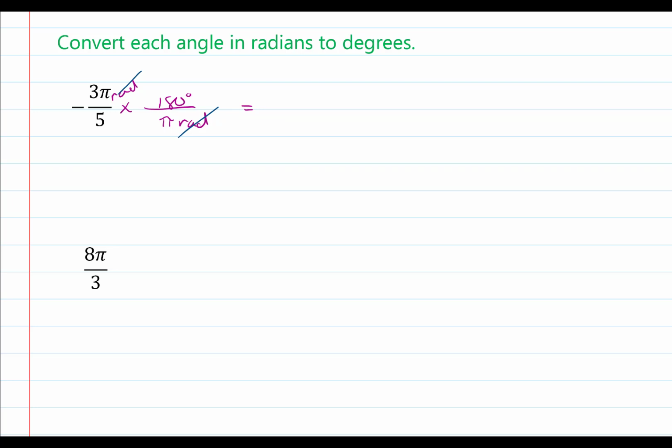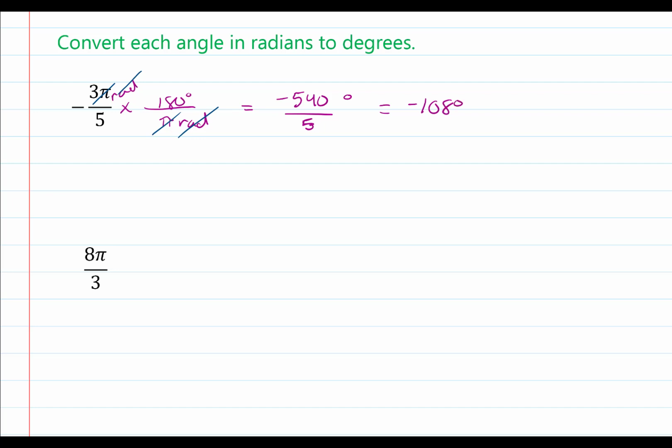I will also, by the way, reduce by a common factor of pi in both the numerator and denominator. So again, going back to the multiplication, we're going to multiply across with the fraction. So we'll get a product of negative 540 over 5 degrees. And so then we reduce the fraction, and what we end up getting is negative 108 degrees.